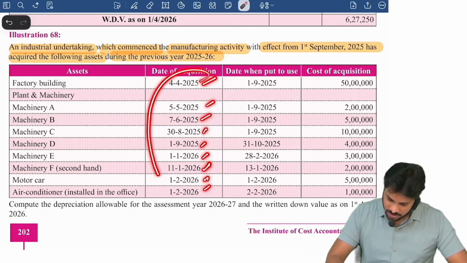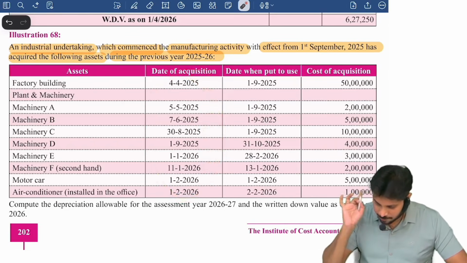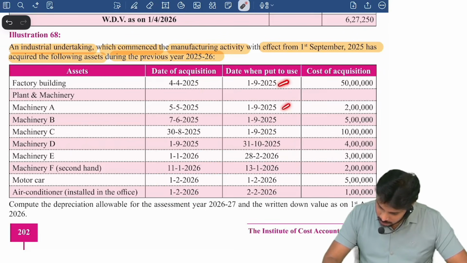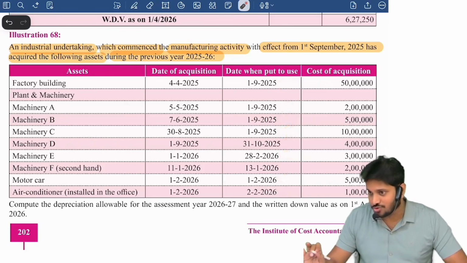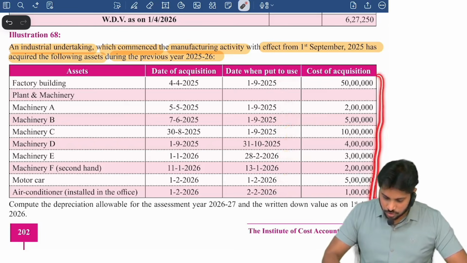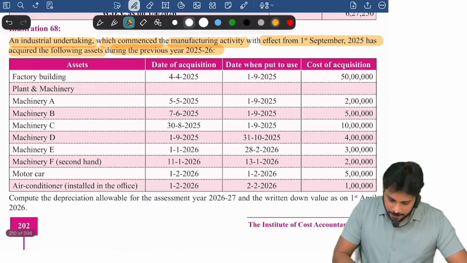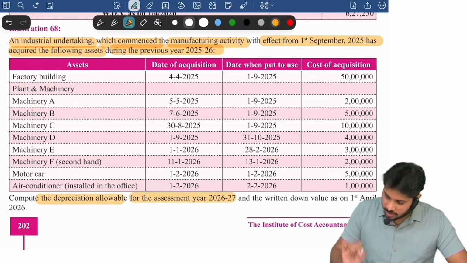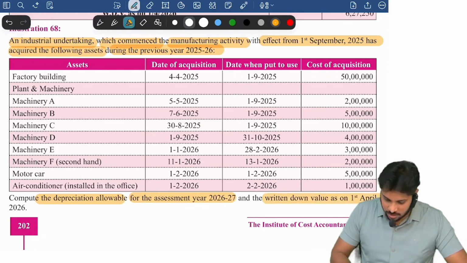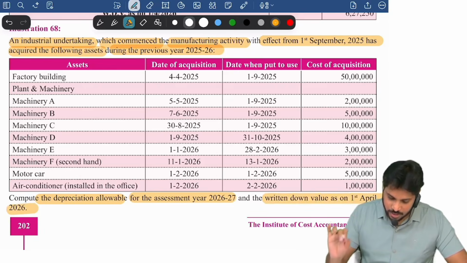So acquisition dates are all in the current year. Put to use is also in the current year. Now the values are also given. What is the question they are asking? Compute the depreciation allowable for the assessment year 26-27 and the written down value on 1st April 2026.